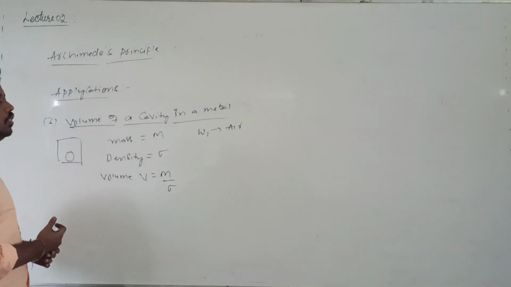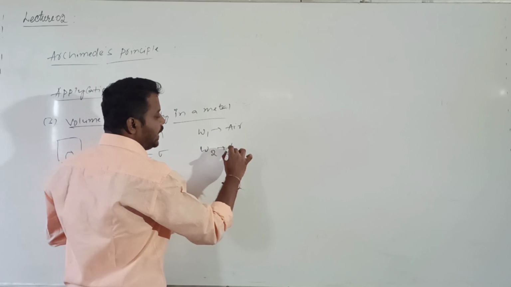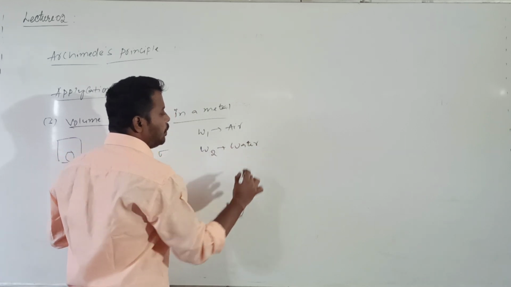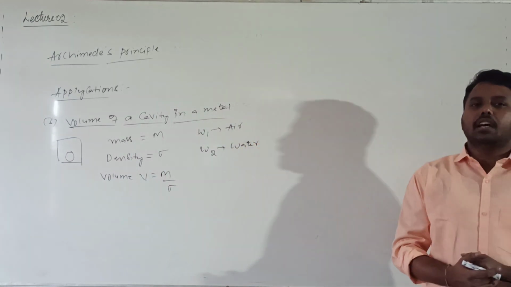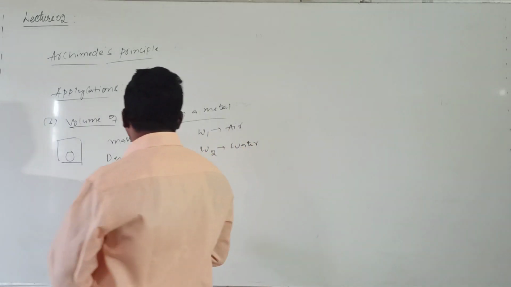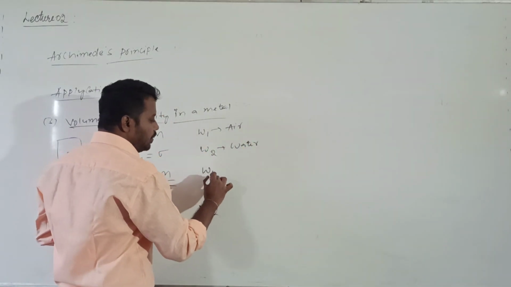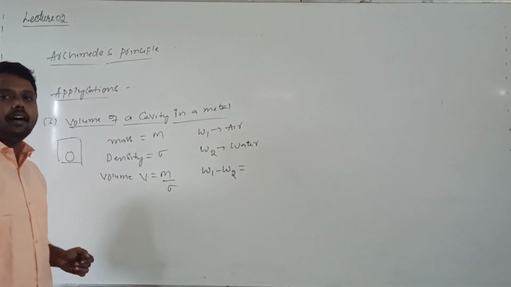W1 is the weight of the metal plate in air, and find the weight of the metal plate in water. So that is the value of W. W1, W2 are what? Weight values in where? In air and in water. So after calculating W1, W2, we know this. What is the value of W1 minus W2? W1 minus W2 will give us the loss of weight.